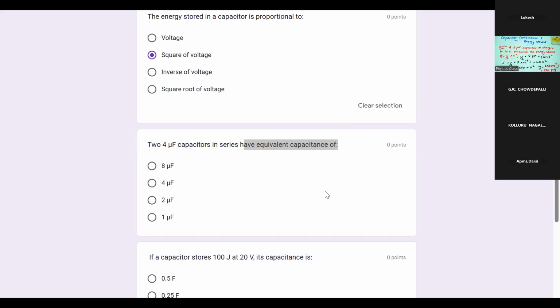You can add that value. For example, 1 by C equivalent is equal to 1 by 4 plus 1 by 4. Correct? So 1 by 4 plus 1 by 4, we will get the 2 by 4. So 1 by 2. So in the final, we have to take the reciprocal. Yes. So then only we will get the 2 microfarad. Correct? Yes. Option C is the correct answer. Very good. Clear. Okay. Fourth one.